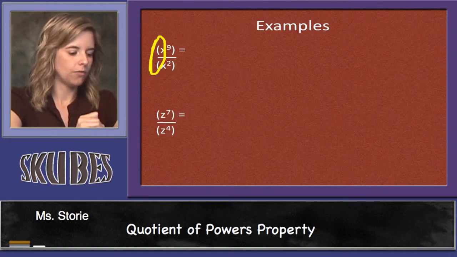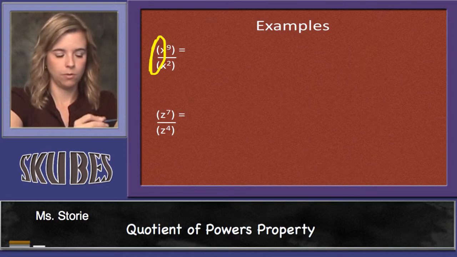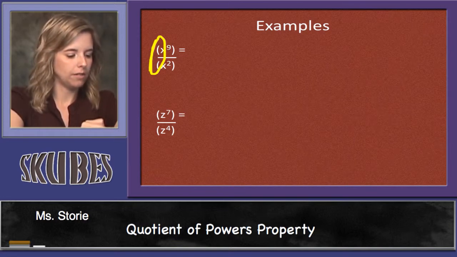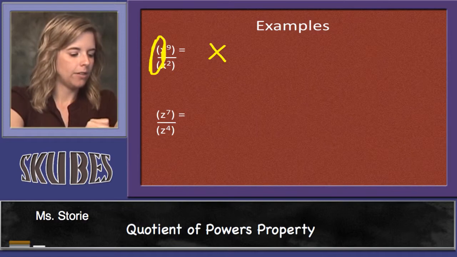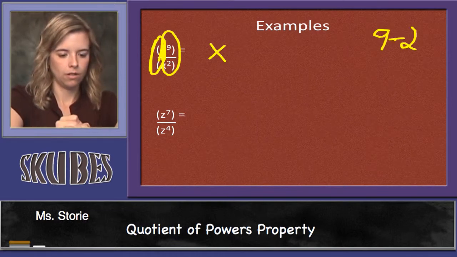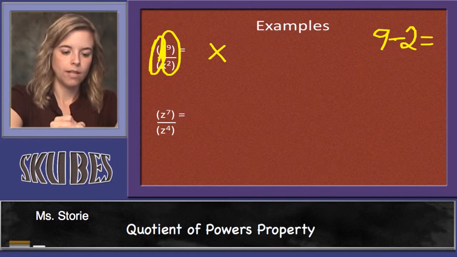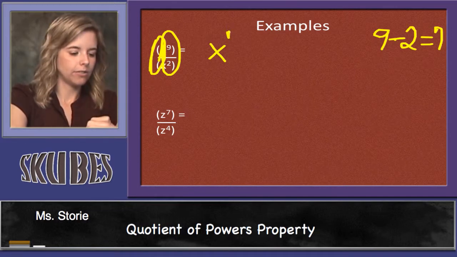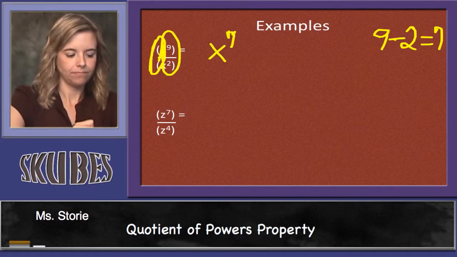Now let's look at the next one. We've got coefficients not there, so they're assumed to be 1. So you've got 1 divided by 1 is another 1. And then your exponents are being subtracted, so it's 9 minus 2. And 9 minus 2 is going to be 7. So your actual answer is x to the 7th.